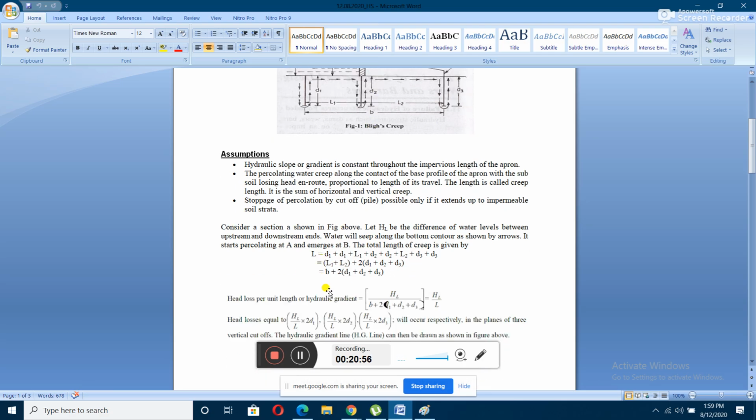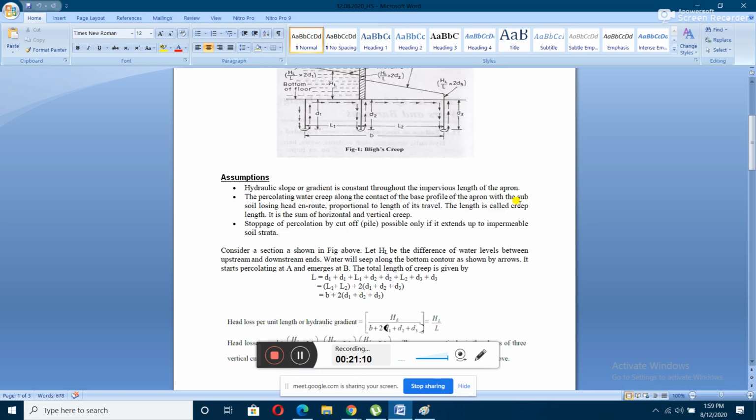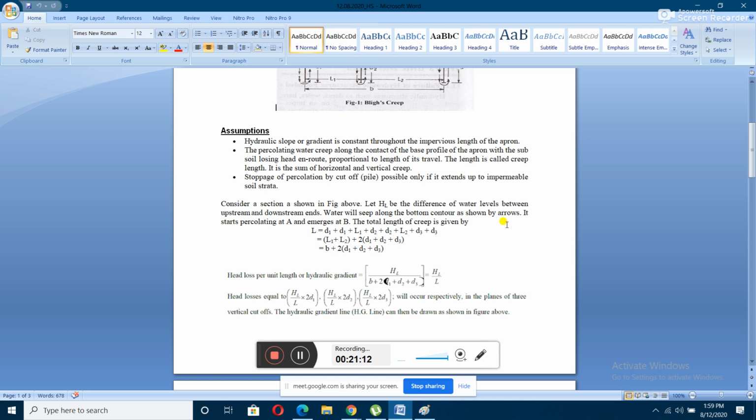Okay. So what will be the head loss per unit length, or that is known as hydraulic gradient, denoted by I, as I previously mentioned, right? The hydraulic gradient I is head loss per unit length. That is your head loss, denoted by HL, per unit length, that is the total creep length. What is the total creep length? We will replace L by this value, right? This is your head loss per unit length.